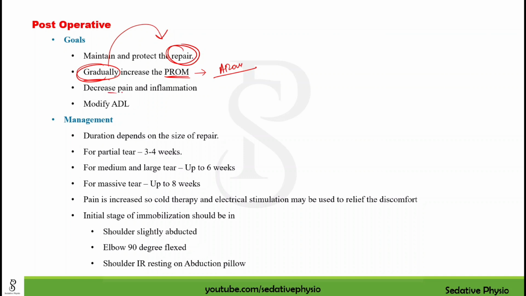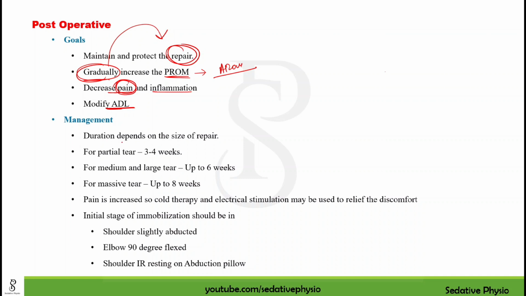Next, we have to decrease the pain and the inflammation. Pain is one of the major barriers in the case of rotator cuff injury. If there is pain, that particular patient won't cooperate with us in any type of activity, in any type of rehabilitation work. That's why initially we have to work on decreasing and managing the pain. Then only can we move on towards our rehabilitation work. Right? Next, we have to modify the ADL. Activities of daily living modification is also a very important goal in the post-operative case.